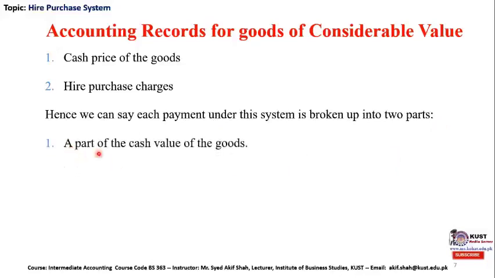What are those? A part is the cash value of the good, or we can say the principal amount, the actual price of the good. And the second part is interest on the unpaid amount. Since this is an installment based purchase, the buyer is supposed to pay interest to the seller of that good on each installment.